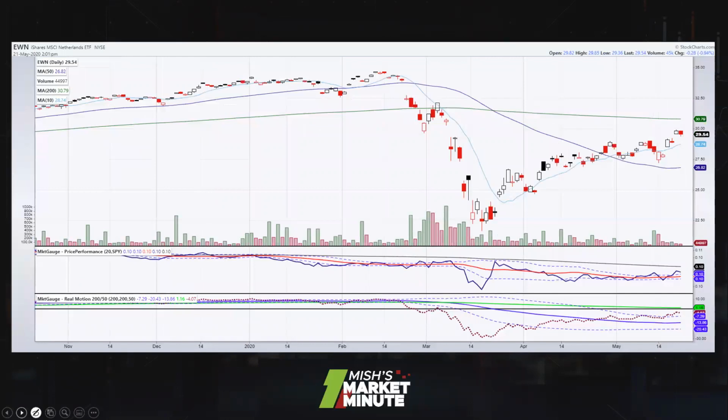The next one here is the Netherlands. The Netherlands, I don't know that much about necessarily. I think they're more oil producing than anything, but don't quote me on that.